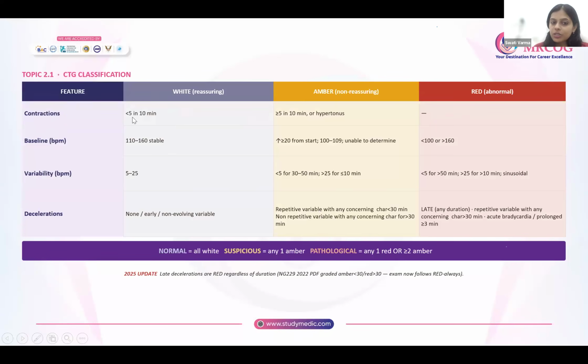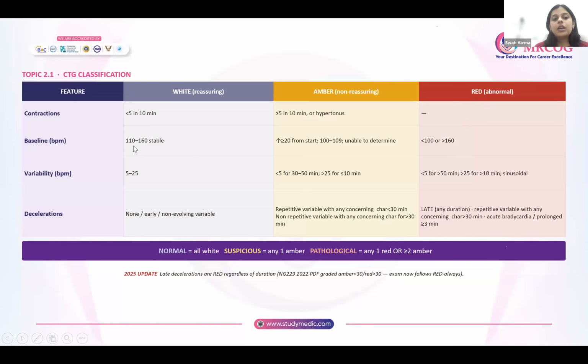Now, depending on contractions, if there are less than 5 contractions in 10 minutes, means up to 4 contractions in 10 minutes, we are comfortable and we keep it as white. If contractions become 5 or more in 10 minutes, then it's a bit of a concerning feature and it is classified as amber, or it is called hypertonus. Red is not in contraction, means if it is more than 5, it is only amber. There is nothing as red feature in contractions.